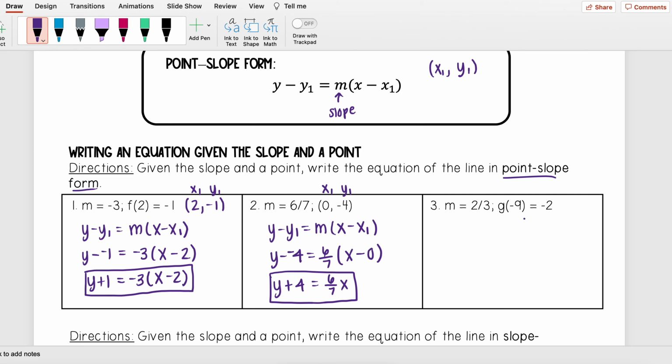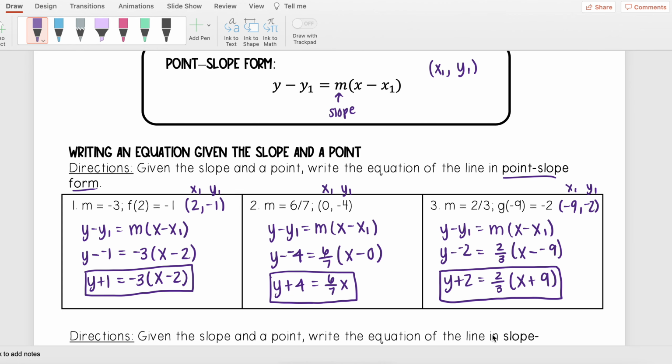Okay, go ahead and pause the video. I want you to try and do number 3 on your own. When you think you have it, go ahead and press play. So the answer you should have gotten for number 3 was y plus 2 is equal to 2/3 x plus 9.